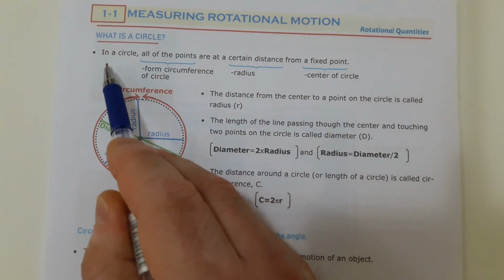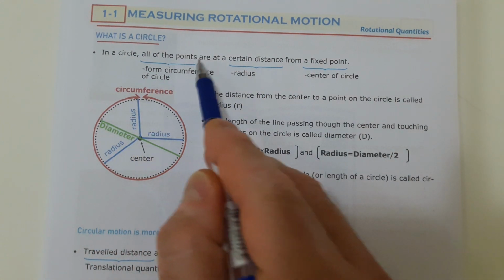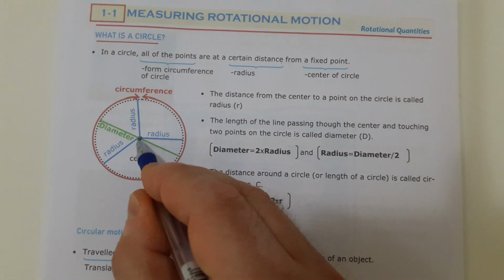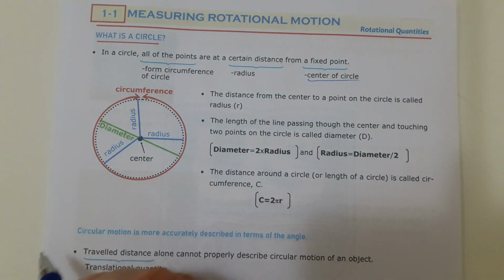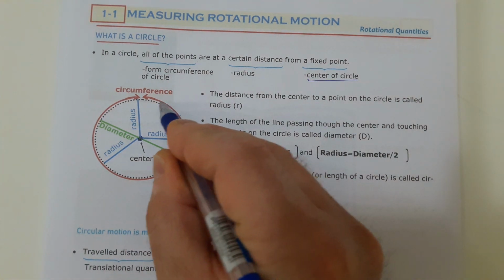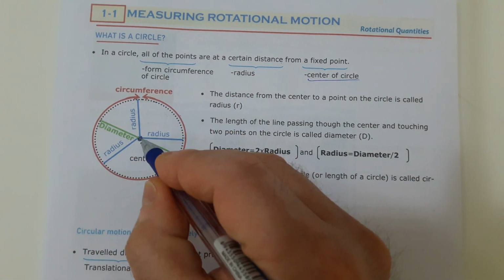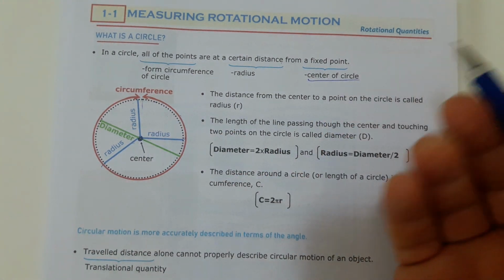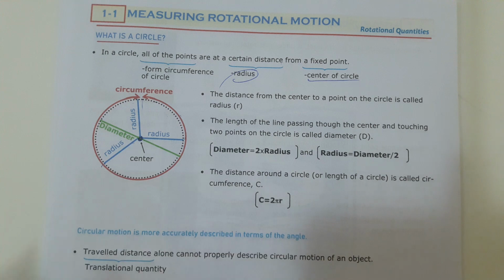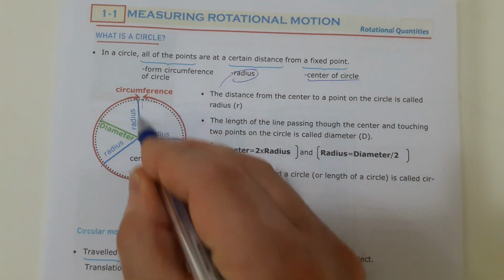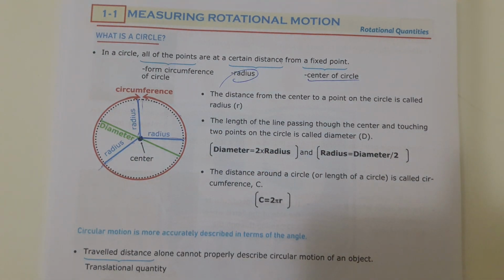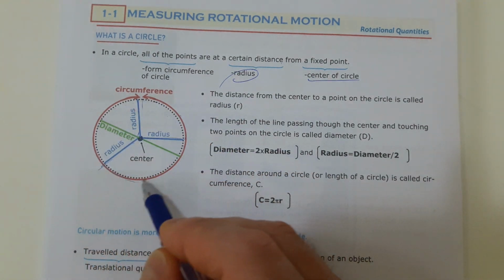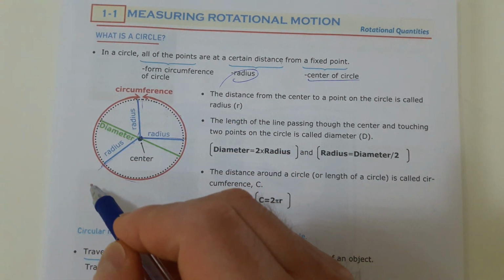So what is a circle? In a circle, all the points are at a certain distance from a fixed point. This fixed point is known as the center of the circle. Every point on a circle is at an equal distance from the fixed point. That certain distance is known as the radius of the circle. And all of these points form the circumference of the circle.